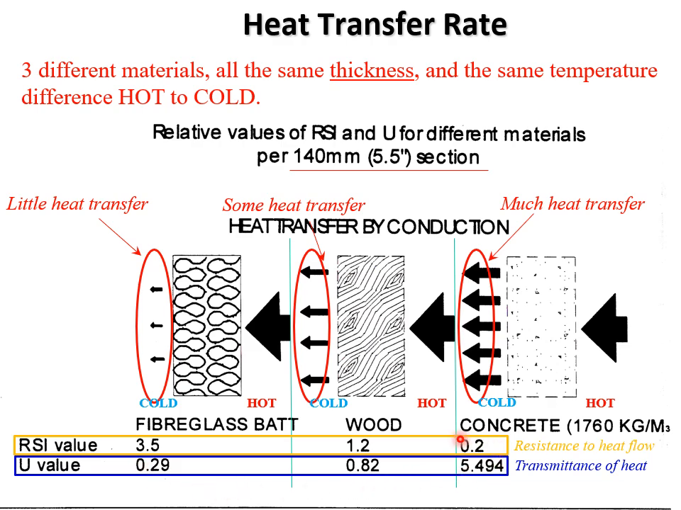And because it's the inverse of the R value or the RSI value, which means it's a resistance to heat flow, there's very little resistance to heat flow. Heat can travel very easily through it. There's not a lot of resistance, but the fiberglass has a lot more resistance, so this number is higher.